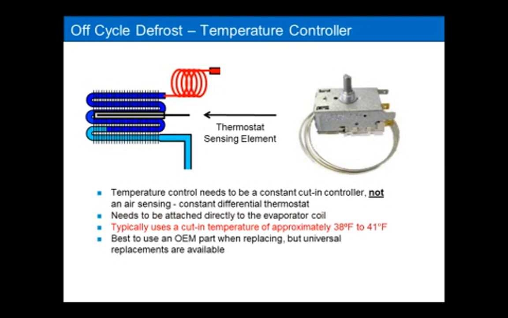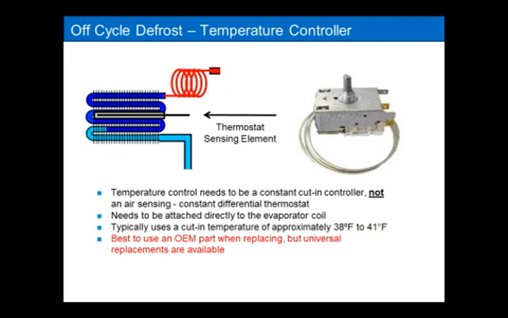Normally, the cut-in value is going to be around 38 degrees, maybe a little bit higher than 38 degrees. That's going to be a manufactured, engineered number based on the manufacturer of that unit. It's best typically to use the OEM thermostat when you replace it. When it comes to changing out this control, the safe bet is to use the OEM, but you don't have to. They do make universal constant cut-in controls.